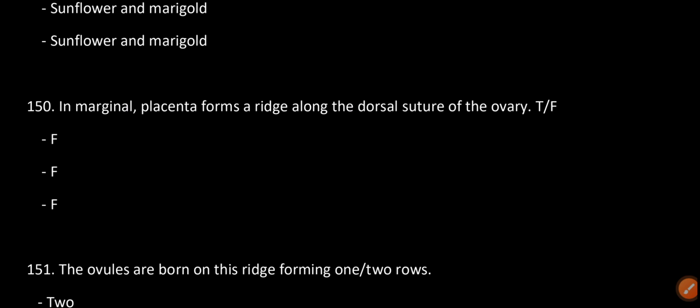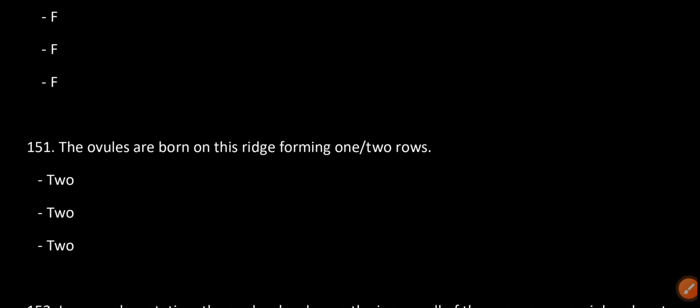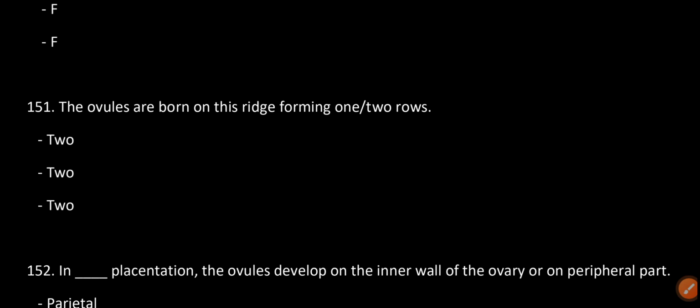In marginal, placenta forms a ridge along the dorsal suture of the ovary. False. Along the ventral suture of the ovary. The ovules are borne on this ridge, forming one or two rows. Two.